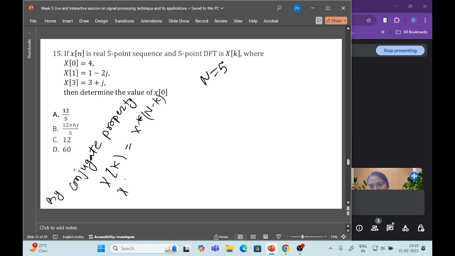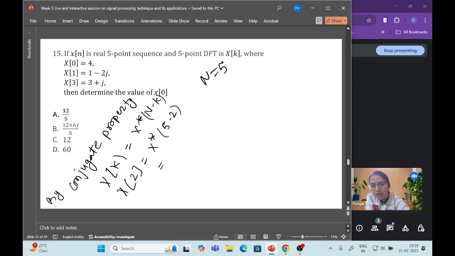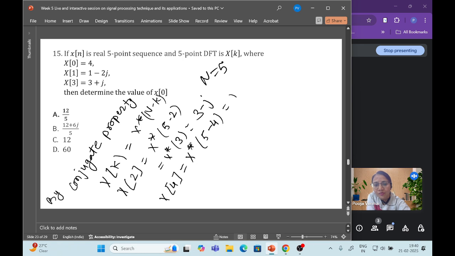We don't have X of 2, so first we will calculate X of 2. That means X conjugate of 5 minus 2, that means X conjugate of 3. So what is X3? X3 is 3 plus j, so the conjugate will be 3 minus j. Similarly, we need to find X of 4. So X conjugate of 5 minus 4, that is X conjugate of 1. X of 1 is 1 minus 2j, so we will get 1 plus 2j, right?